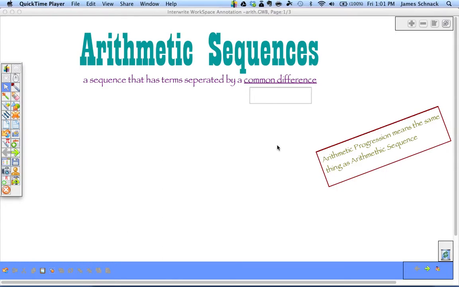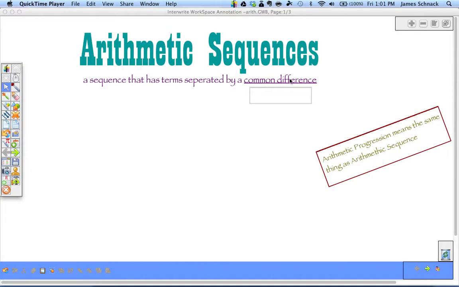So we've seen recursive rules, we've seen explicit rules, and sometimes it can be a little bit tricky to come up with these rules for the sequences. Well, if we have a special type of sequence called an arithmetic sequence, pronounced arithmetic, writing the rule is pretty quick because they all follow a very unique pattern.